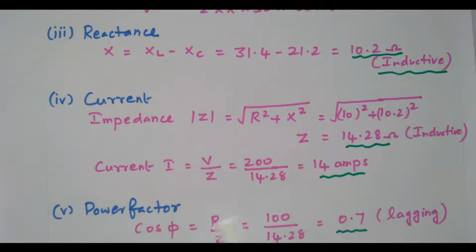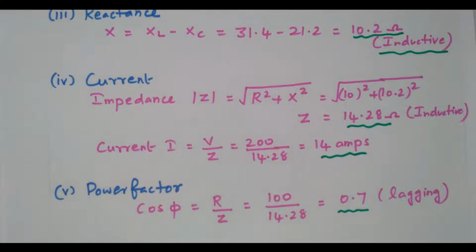So from the impedance value we can easily calculate the current. Current I equal to V divided by Z, voltage divided by impedance. So 200 divided by this impedance we calculated, 200 divided by 14.28, that is equal to 14 amps. The current flowing through the circuit is 14 ampere.